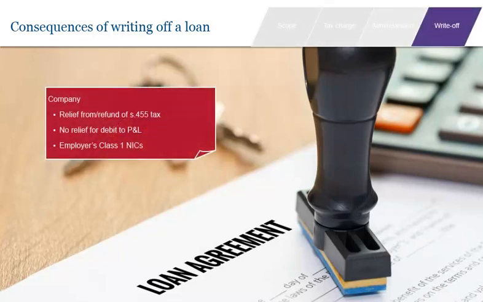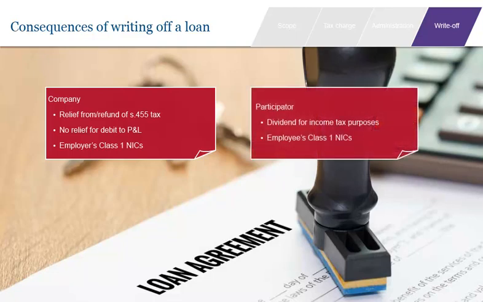We've already discussed one of the main consequences for the company of writing off a loan, that is, relief from or a refund of Section 455 tax. But there are other consequences to consider. In writing off the loan, the company will create an expense in its P&L. This expense is not allowable in calculating the company's corporation tax liability. Also, where the participator is on the payroll, the amount written off is earnings for NICs purposes. This will give rise to an NICs liability for the company and for the individual to be accounted for through PAYE.